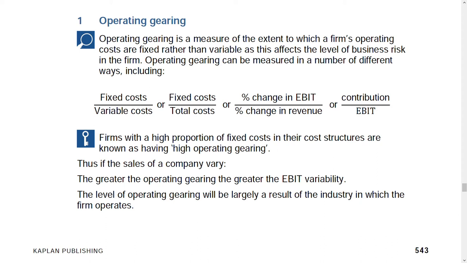The level of operating gearing will be largely a result of the industry in which the firm operates. So, whether operating gearing is high or low depends on the industry in which that firm operates. Some industries have high operating gearing, like factories, the manufacturing side, where most of the costs are fixed. You have machinery in that place, the rent of the factory, lights, electricity, all these things need to be paid. The salaries you need to give at the factory are all fixed in nature. You cannot change it. So in some industries, operating gearing is very high.